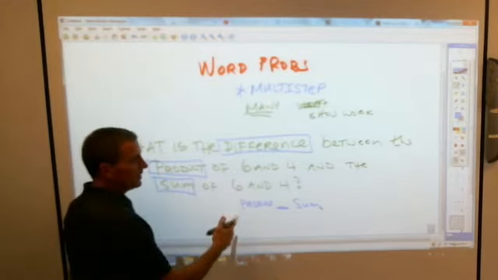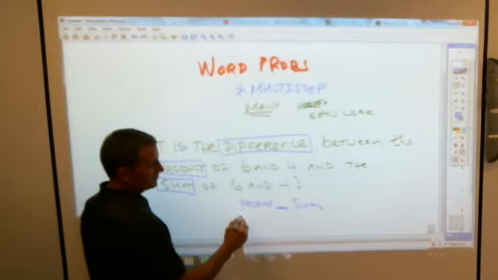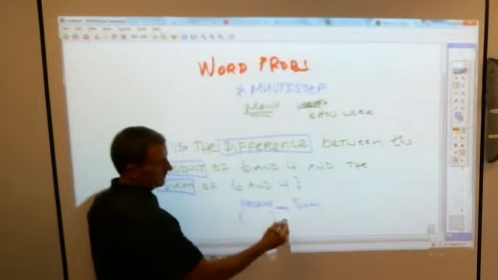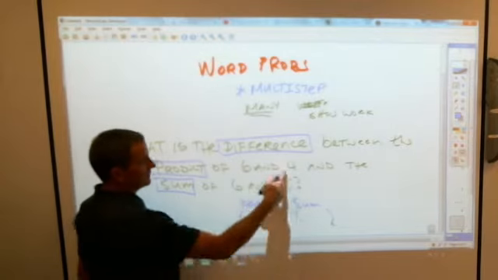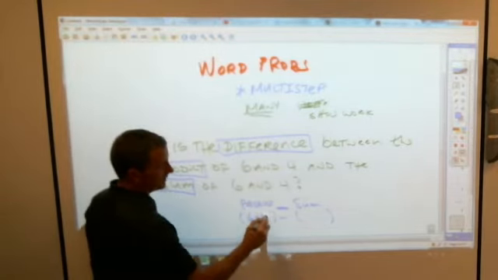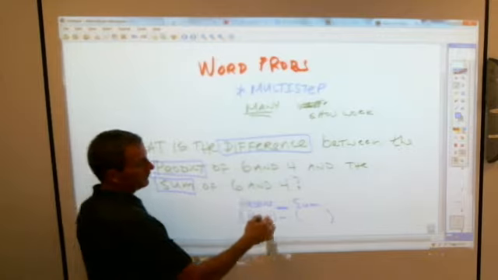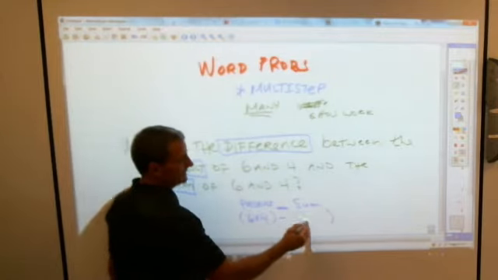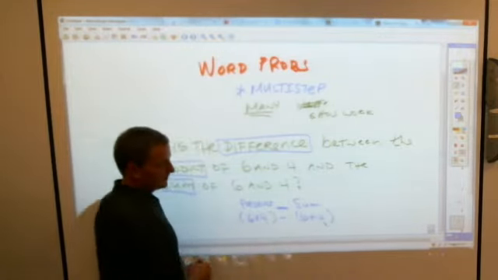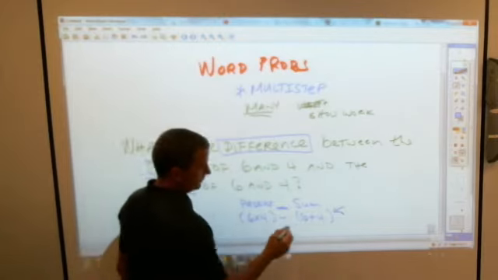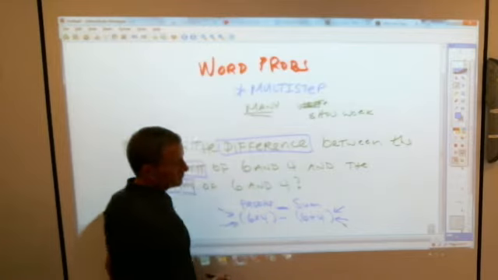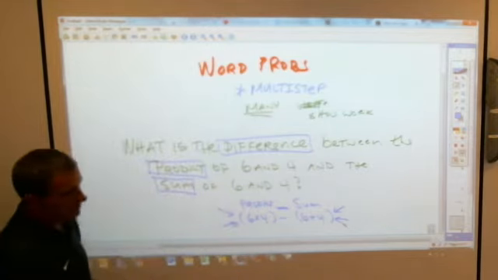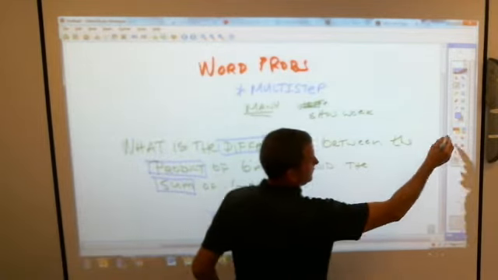So that is why you need parentheses with this, because you need to do the product of something and then subtract that sum. What two things am I finding the product of? 6 and 4. That's my product. I'm multiplying them together. From that answer, I am subtracting the sum of 6 and 4. This, ladies and gentlemen, is what I should see on your paper. That's your first step, is you write out the problem. Then you can actually do it.